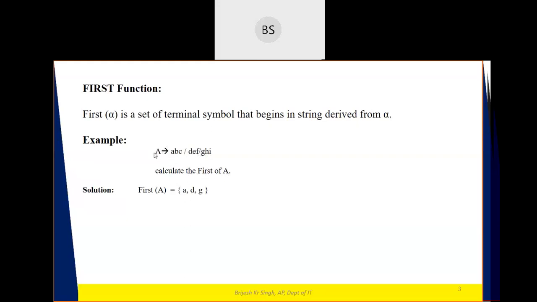What will be the FIRST of A? Suppose we consider this production first: A produces abc. In this case, FIRST of A will be a. If you consider A produces def, in that case FIRST of A will be d, and if you consider A produces ghi, in that case FIRST of A will be g. Then FIRST of A equals {a, d, g}, right?